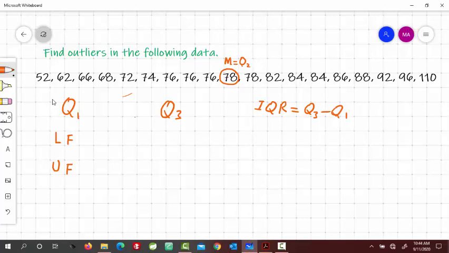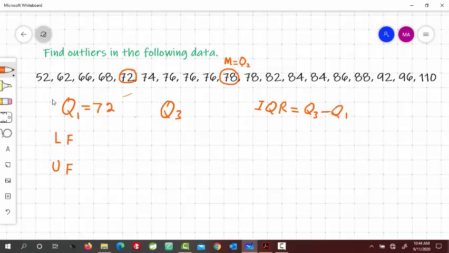And then the first half of data is starting from 52 to 76. The median of this half of data would be our Q1. These are 9 values. The middle value would be the 5th value. You can count the values 1, 2, 3, 4, 5. So this would be our Q1. Right? So then we'll just put it here.